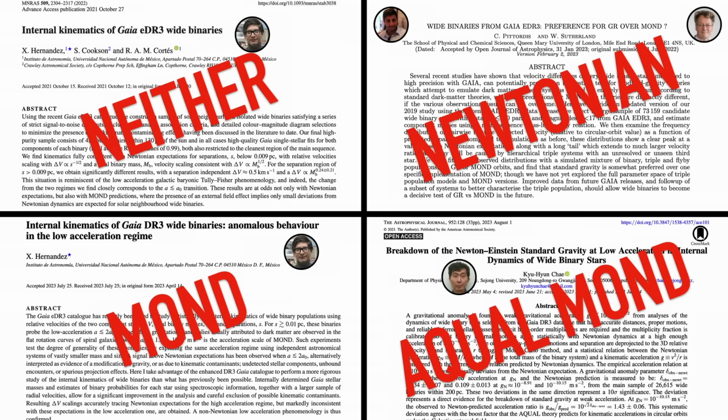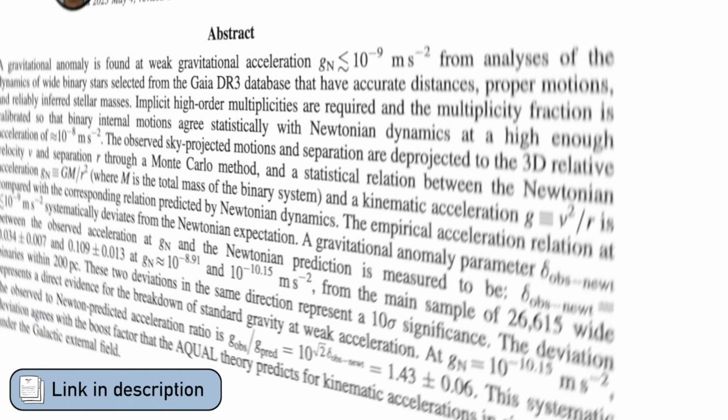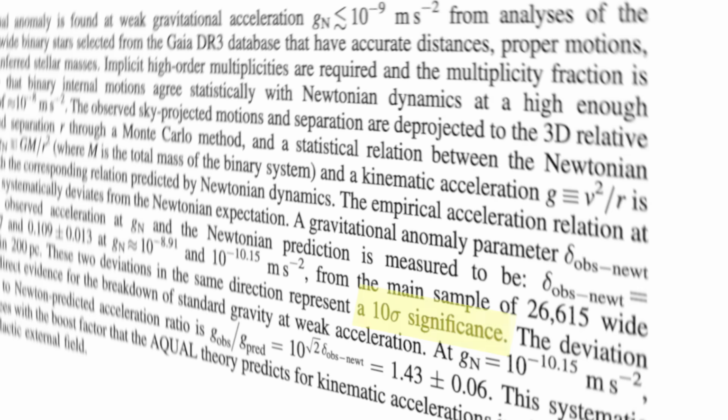All using the same Gaia data, but all finding completely different results. Some in favour of Newtonian gravity and some in favour of MOND. Essentially, the field is a bit of a mess. Now, the Chae paper made headlines earlier this year because they claim to have found incredibly strong evidence in favour of MOND, 10 sigma. That translates as a 1 in 10,000 trillion chance that their result was actually just a statistical fluke. They're very confident in their result.